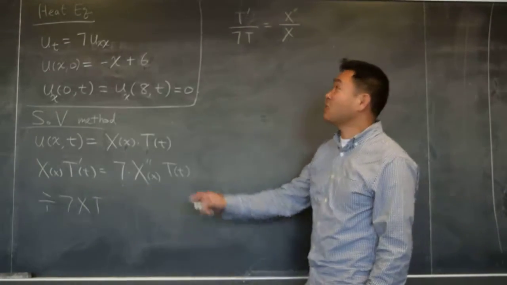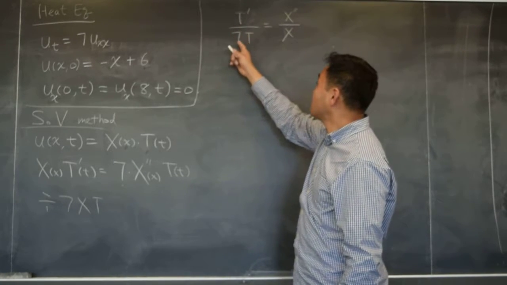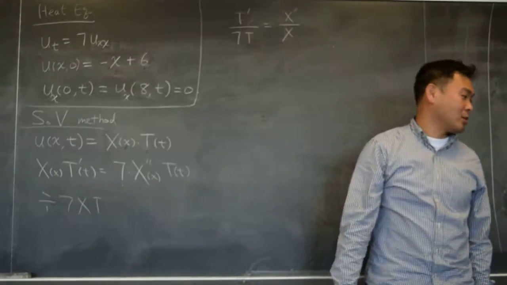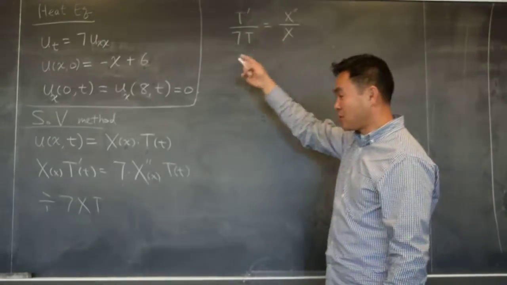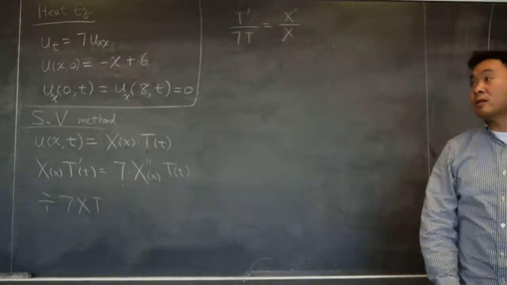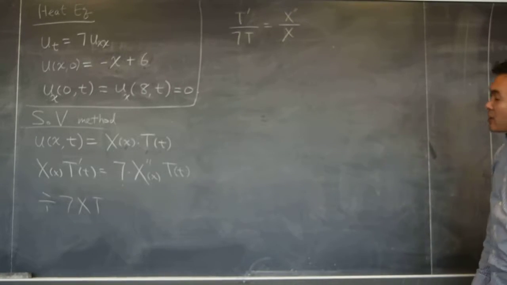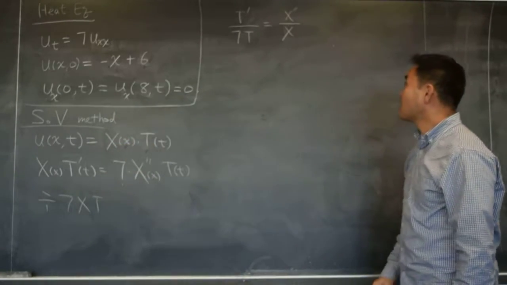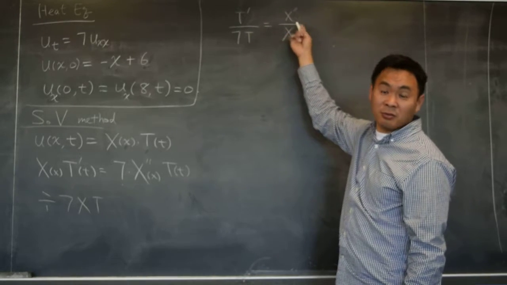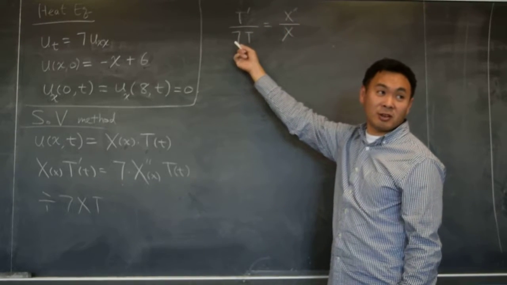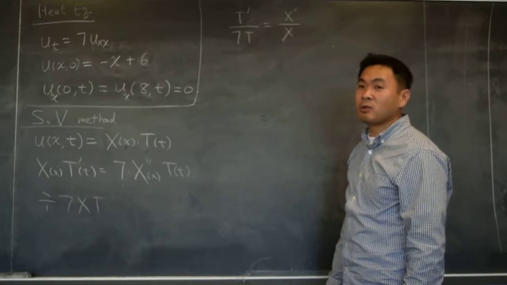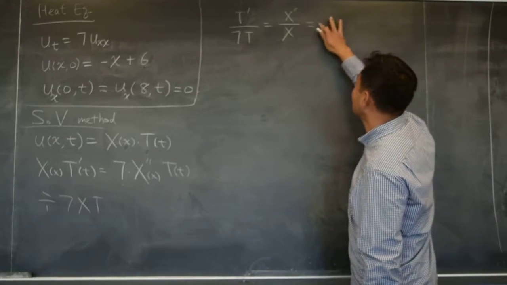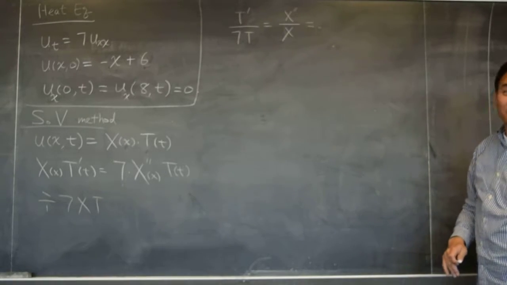I'm being a little lazy here. I should really be writing T prime of t and 7T of t and X double prime of x and X of x. Sometimes you just write down the function assuming that you know what it is. And the advantage of naming the functions with their variables is that now you see that on the right side you have a function of x only, left side you have a function of t only. When can that happen? When can a function of t equal a function of x? Yes? When it's equal to a constant. That's the thing. Very good.